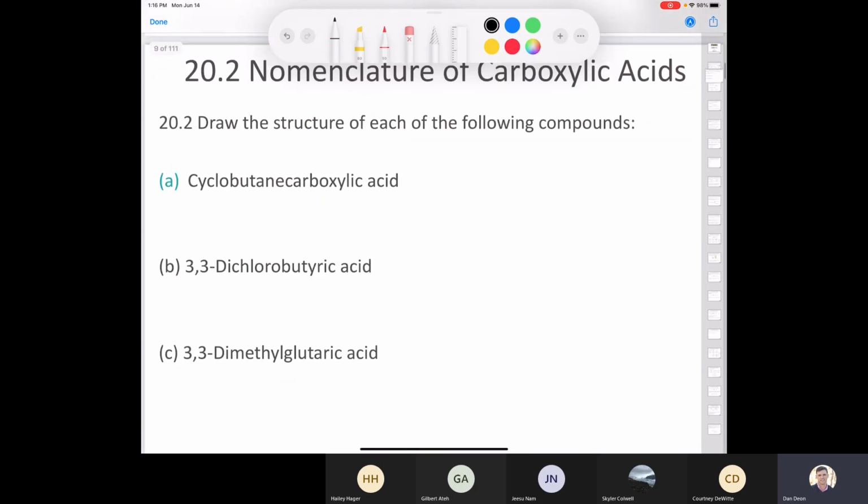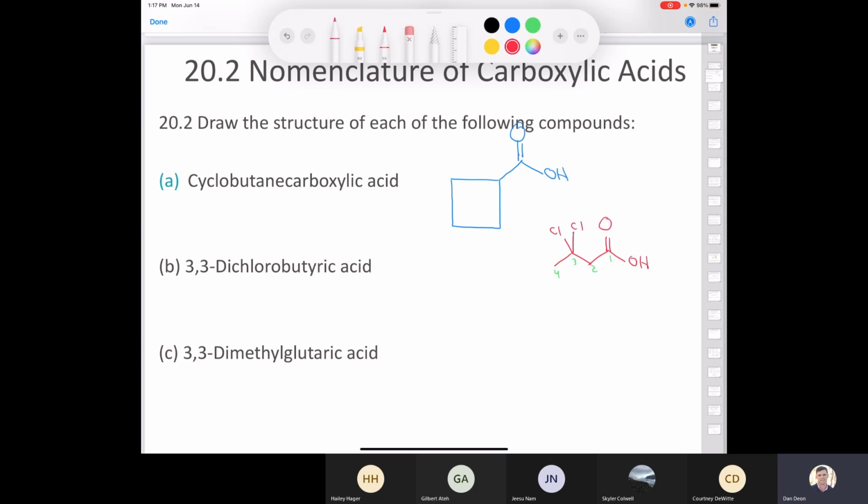It says to draw the structure of each of the following compounds. So cyclobutane carboxylic acid, I think I drew that already today. So you draw a cyclobutane like that, the best square I can. And then we draw our carboxyl group attached to it. The next one is 3,3-dichlorobutyric acid. So if we draw butyric acid, we've got a total of 1, 2, 3, 4 carbons like that. If we number them, we've got 1, 2, 3, 4. On the 4th carbon, we've got 2 chlorines. So a chlorine here and a chlorine there.